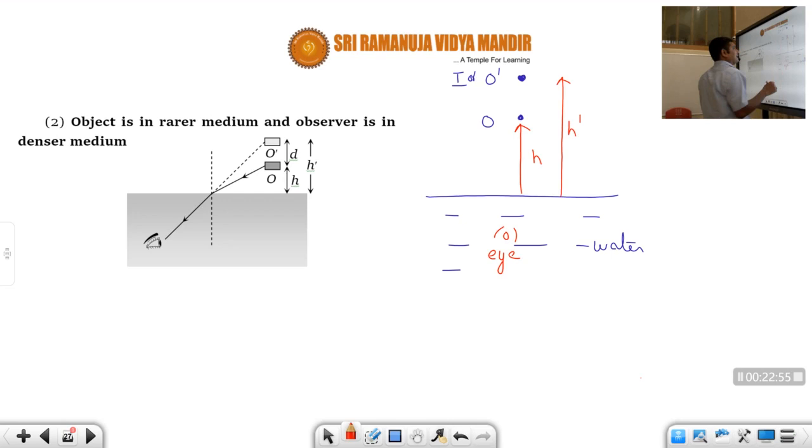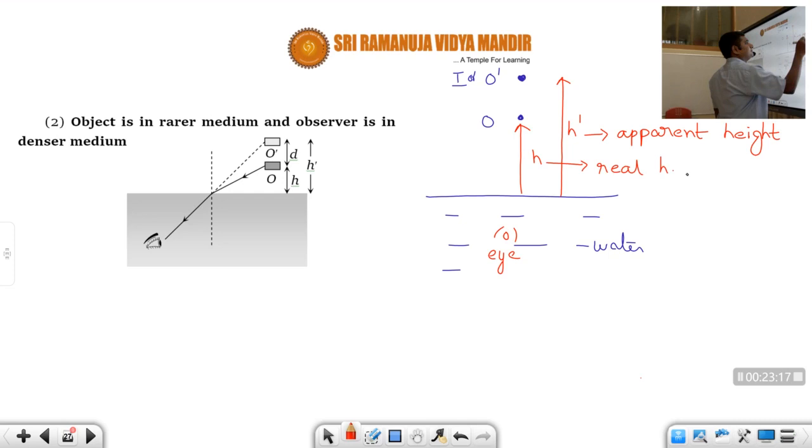I hope, students, you understood what is meant by h dash. It is called the apparent height. Sorry, I said depth, I think. It is called apparent height. Apparent means it appears to be; it is not actually there. The bird is not there, it appears. Similarly, h is called the real height. And what is the relation between these two? H dash is equal to, in the previous case it was h by mu, but now it is mu times h. Its derivation is not required right now. Just memorize this formula, students: apparent height is equal to mu times the real height.